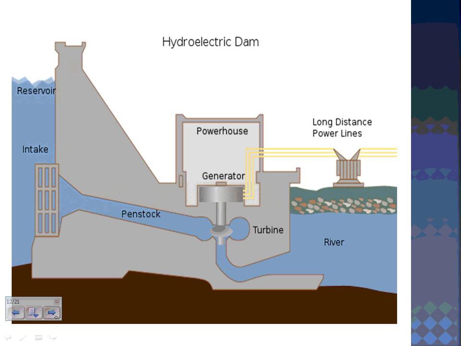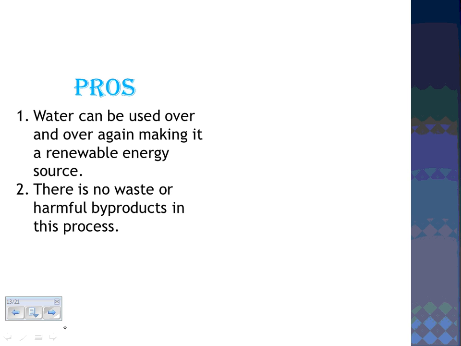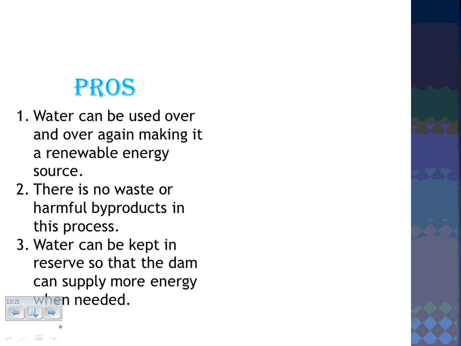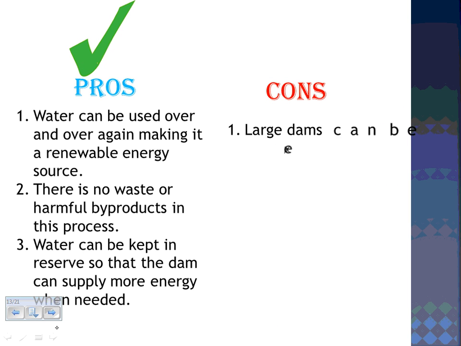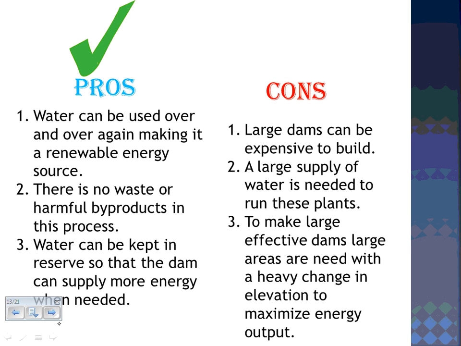A hydroelectric dam takes in water from a reservoir and uses it to turn a turbine, powering a generator, and then taking the electrical energy created from that and brings it to the general public. Pros: water can be used over and over again, so it's renewable, there are no harmful byproducts, and it can be kept in reserve so you can use much or little as needed. Cons: large dams are expensive to build, and large amounts of water and land are needed to build these dams.